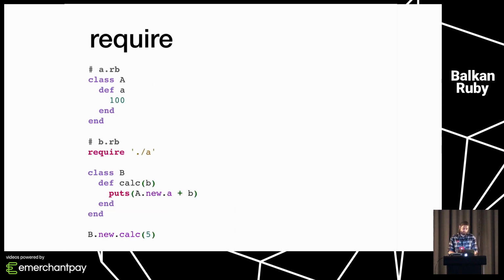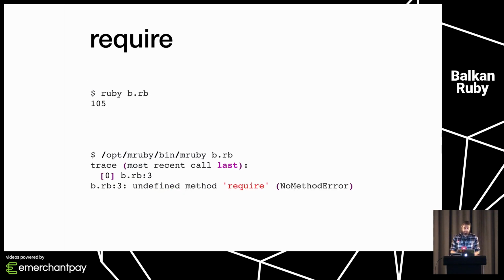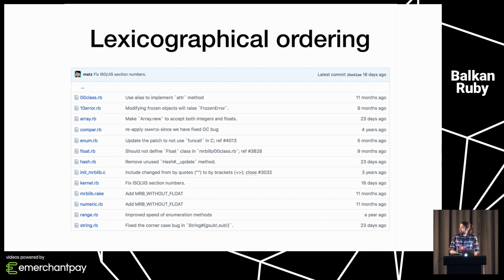The second interesting limitation is require. For example, here we have 2 classes, 2 files, and we can require class A from class B and then just run the calc method. And okay, if we run it in Ruby, we will see the result 105. If we try to run it with Mruby, we will see an undefined method error, undefined method require. So it's not so good.